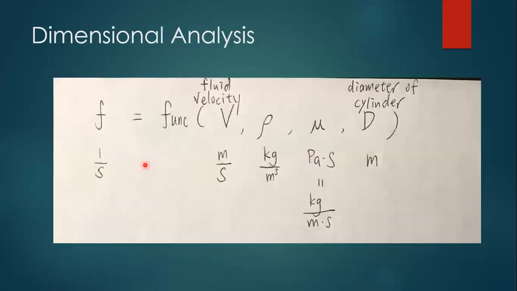All right, hope you have given it a try. So first, we're going to list all the units here. Frequency has a unit of 1/second. Velocity has a unit of meter per second. And density has a unit of kilogram per cubic meter. Viscosity has a unit of Pascal second, which is converted to kilogram per meter second in order to cancel kilogram here. And diameter has a unit of meter.